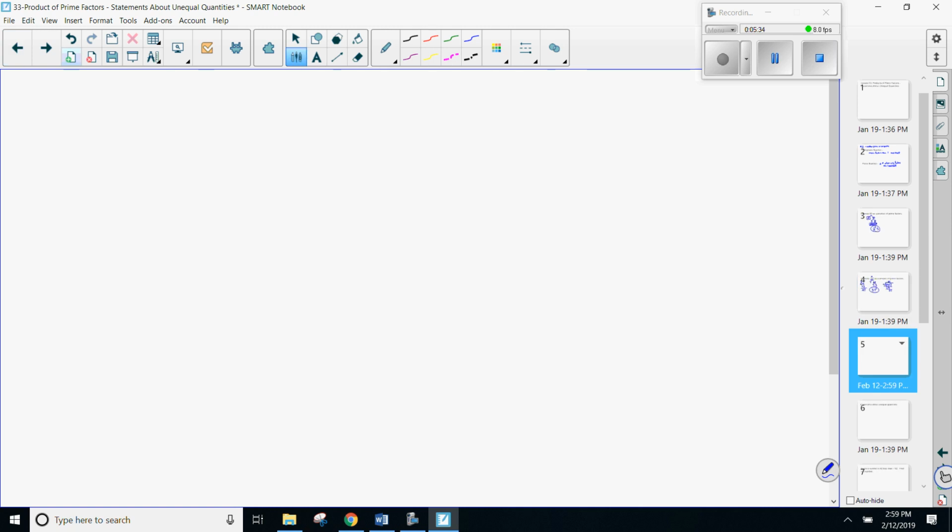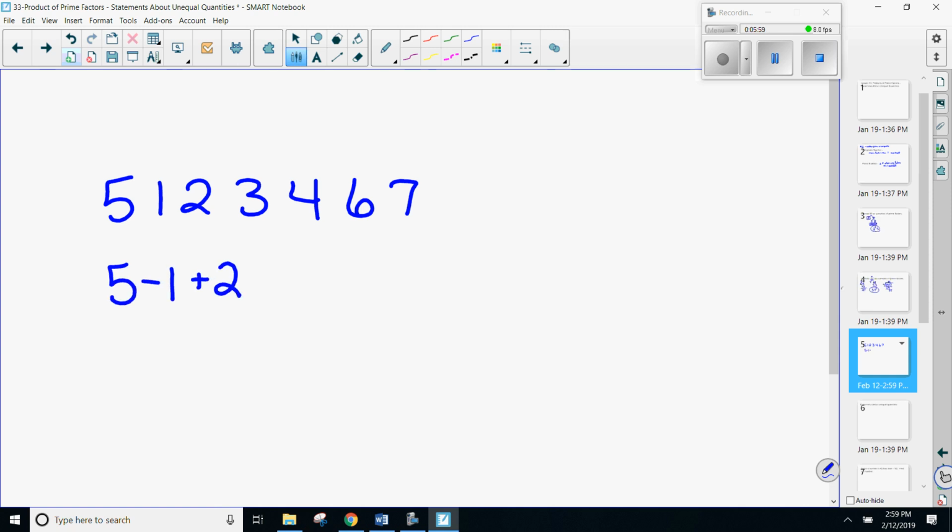If I ask you, is this number 5,123,467 divisible by 11? Here's what you do: you take the first number, subtract the second, add the third, subtract the fourth, add the fifth, subtract the sixth, add the seventh. So you're just going to go every other number.